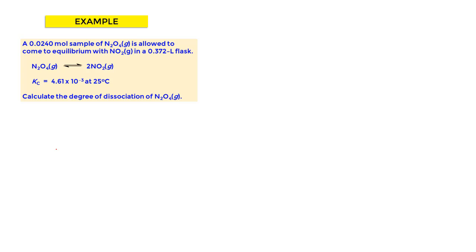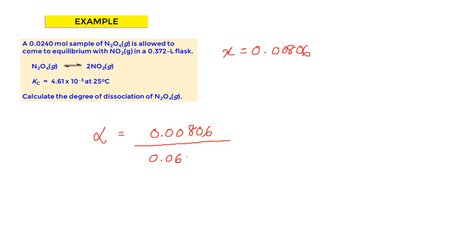Okay, next kita akan kira the degree of dissociation, di mana X kita tadi adalah, okay, saya tulis dulu, X is 0.00806. So 0.00806 divide by initial concentration 0.0645 equals to 0.125. Right, so saya harap video ini membantu dan tolong berhati-hati dengan calculation.